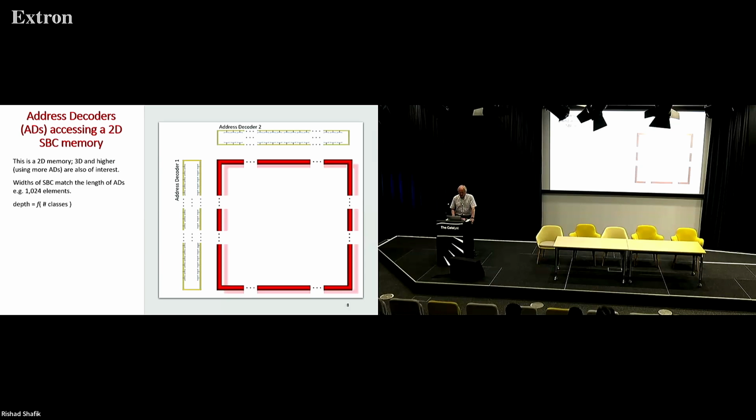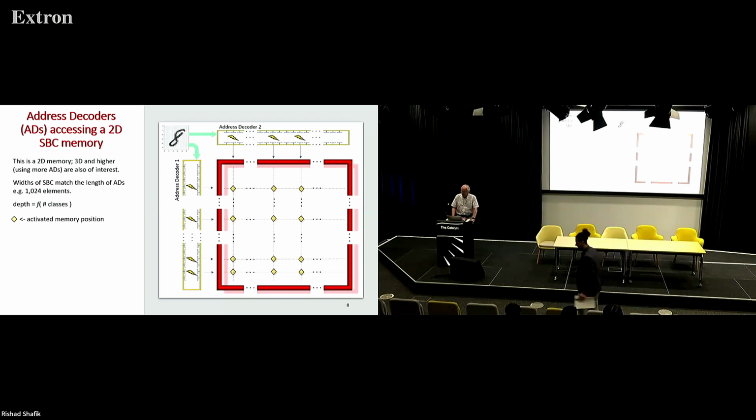So here we've got one address decoder running vertically, one running horizontally. Each of those has, say, 1,024 ADEs in it. And the inputs are presented to those ADEs. A small subset of each of the ADEs in each address decoder is active. And so you can imagine that we have a small subset of the rows active and a small subset of the columns. And where an active row meets an active column, then we have a memory position that itself is activated by this process.